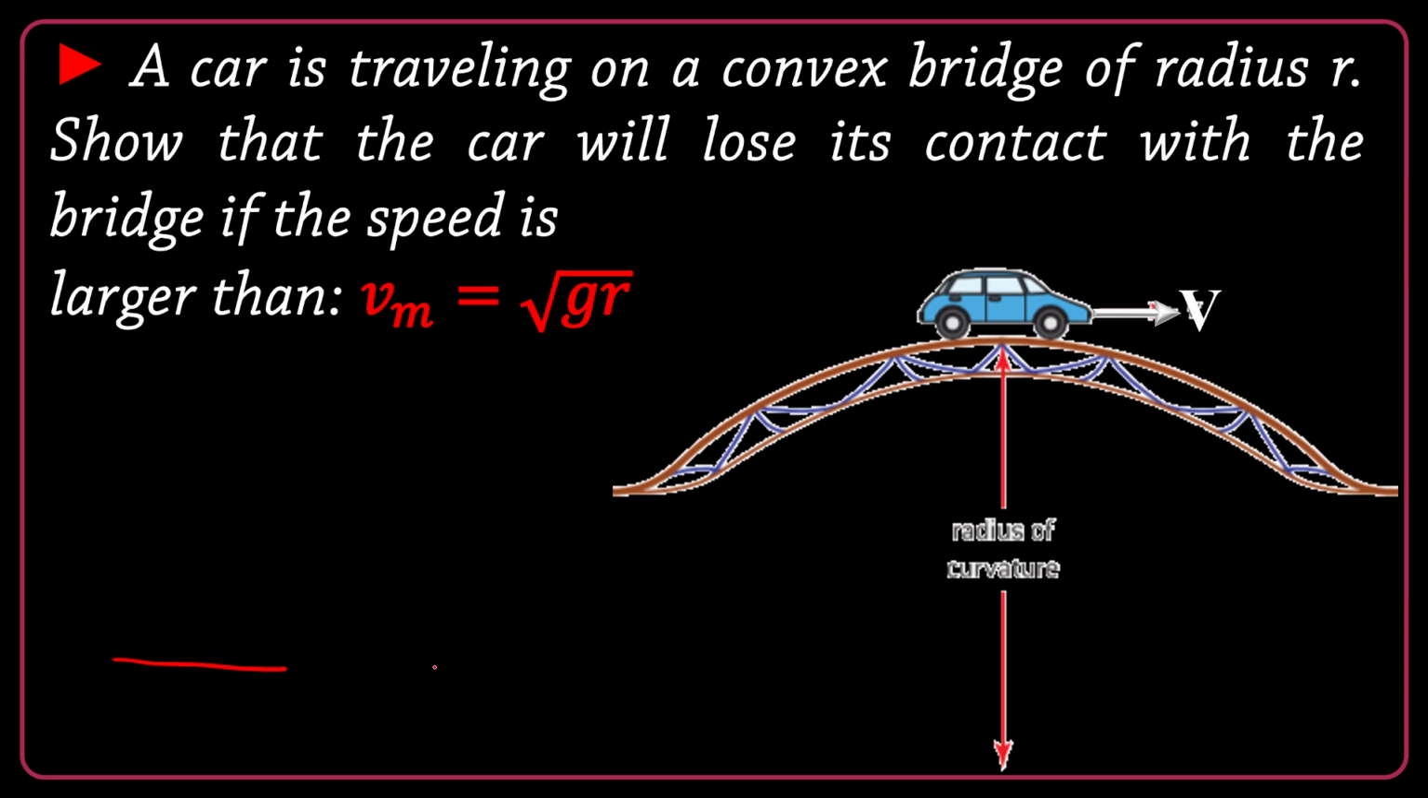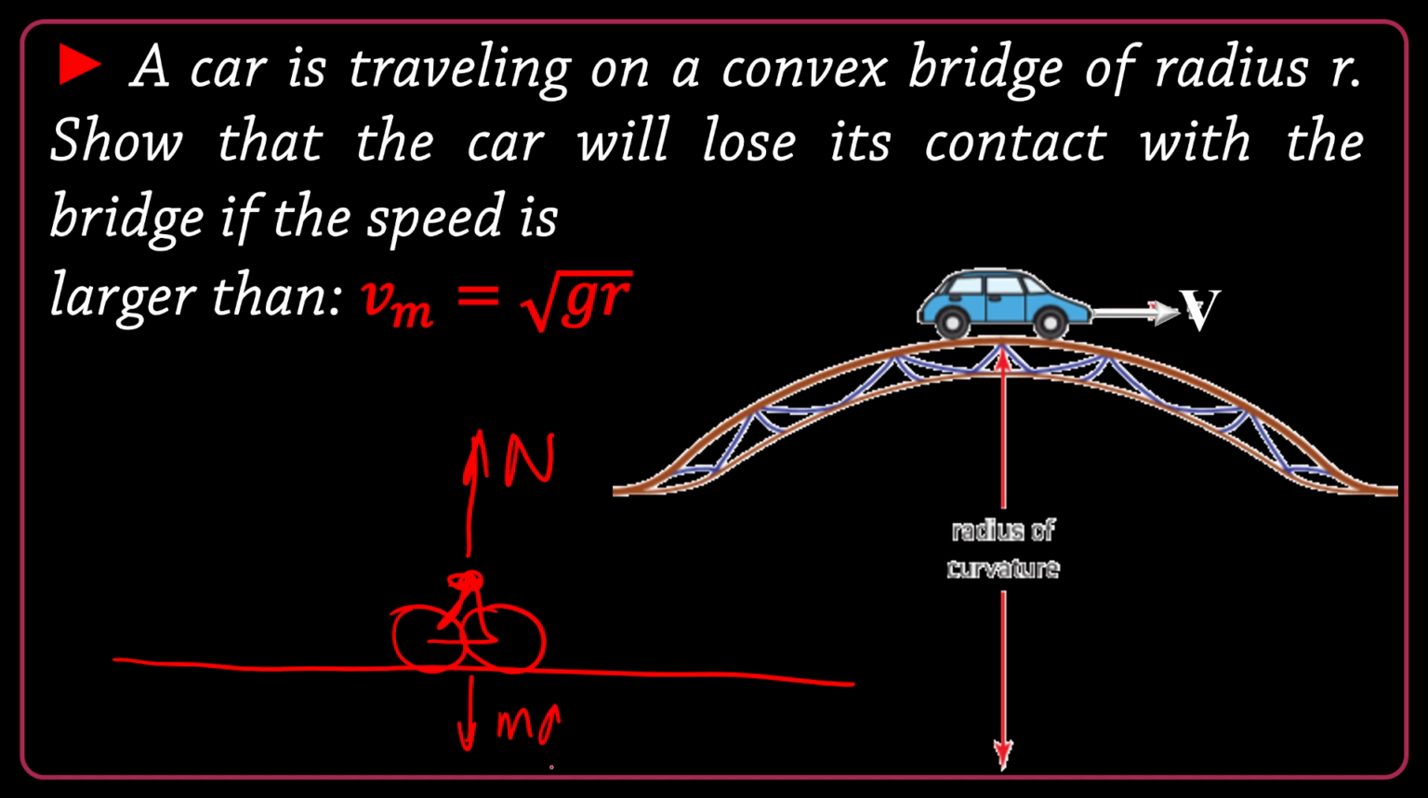Think about it. You are driving a car or a bicycle on a horizontal road. You are acted on by a normal force and also a downward force of mg. Forget about the forward force or friction.